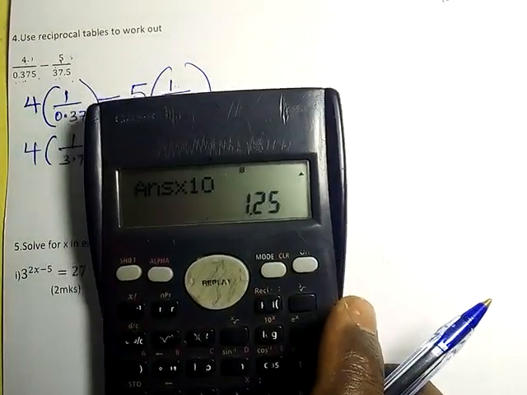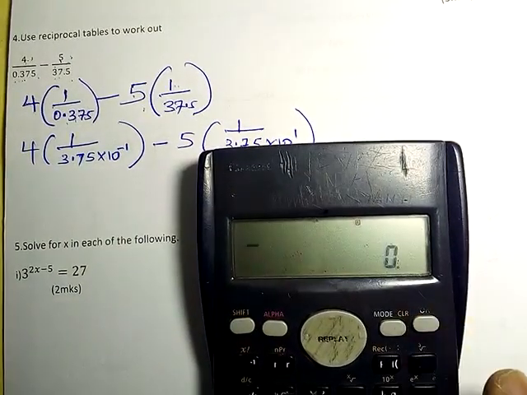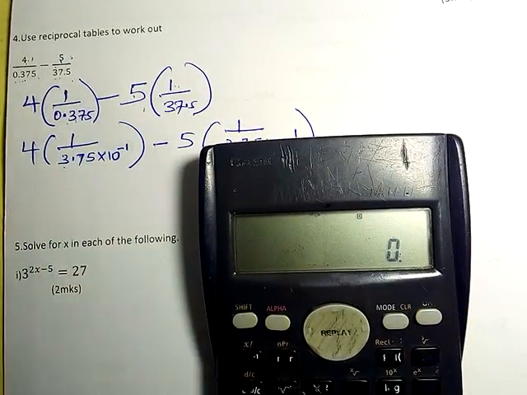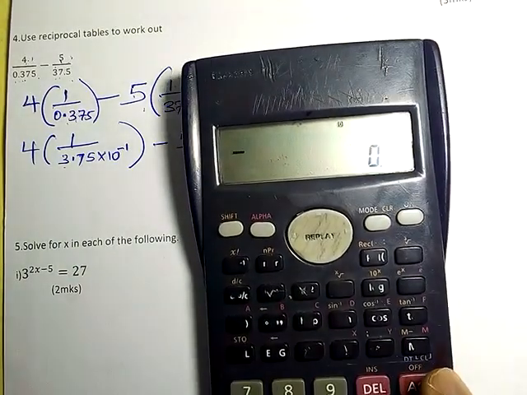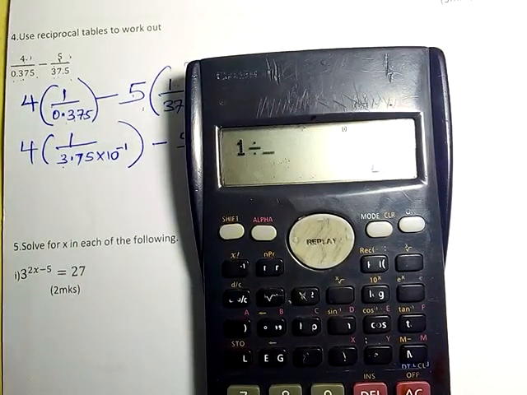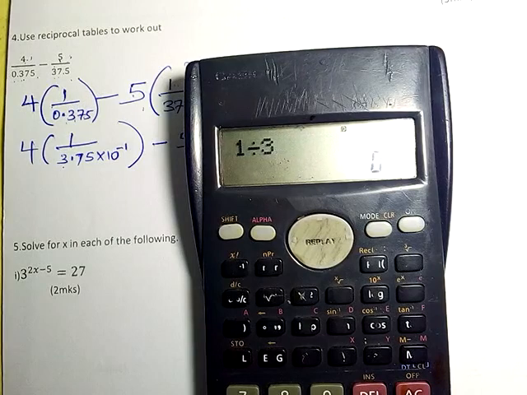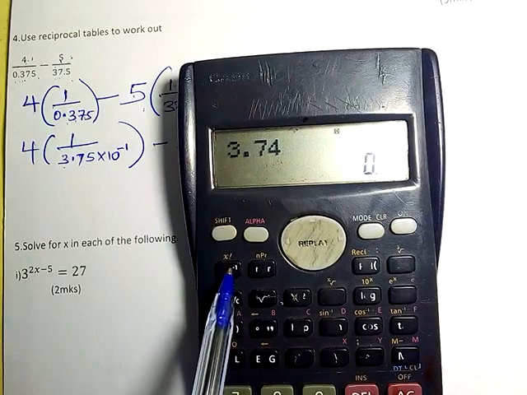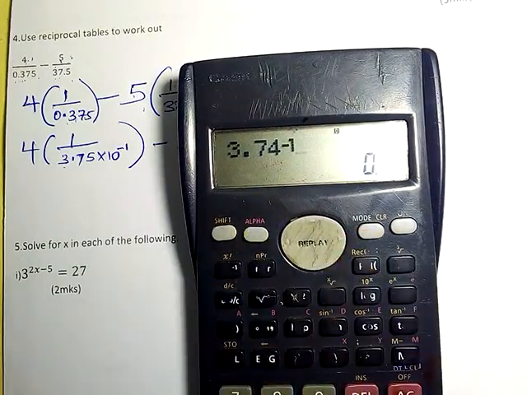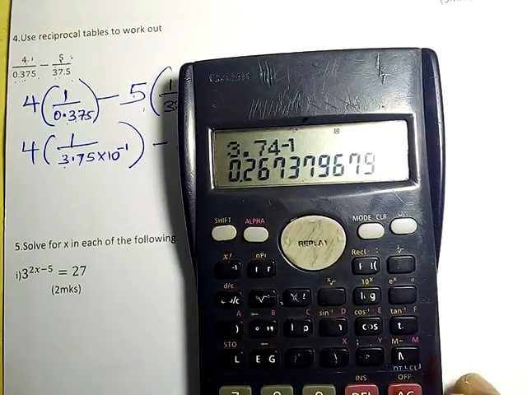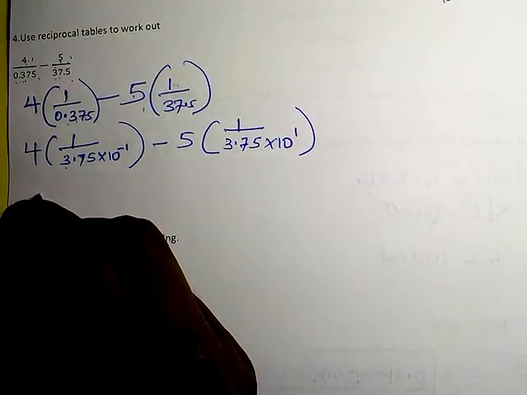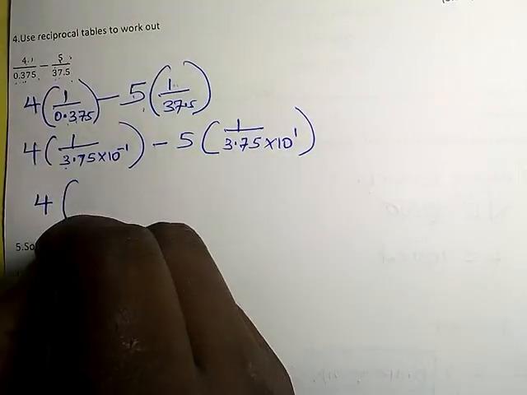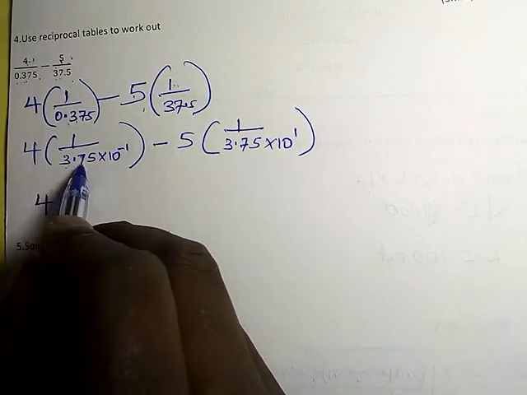In your calculator, you just place it like this. For example, this is 3.75. So you just put 1 divided by 3.75. That's what we call the reciprocal. Or you just type 3.75, and there is a reciprocal key up there. If you press it, that is the answer. So that's how you use it. So this one now is going to be 4 into the reciprocal of this.